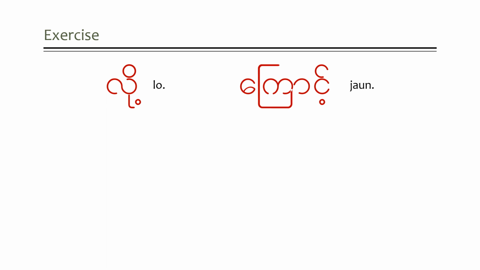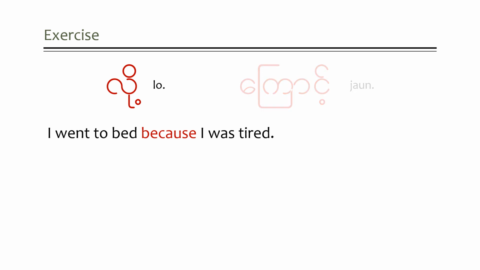In this exercise, I'm going to show you 5 sentences that use the word because. For each sentence, try to decide which particle you should use, lo or jaun. So here's the first. I went to bed because I was tired. Which particle do you think you should use? The answer is lo, because this is an adjective phrase.